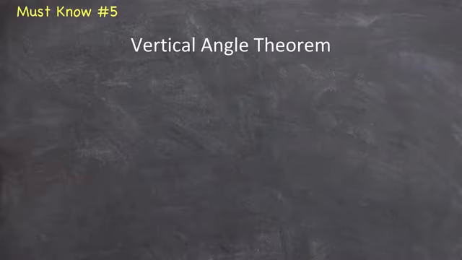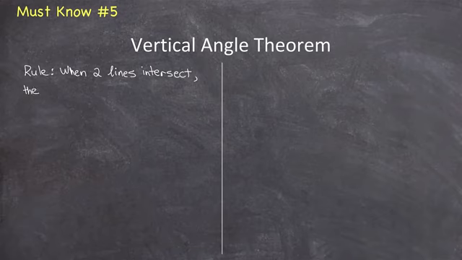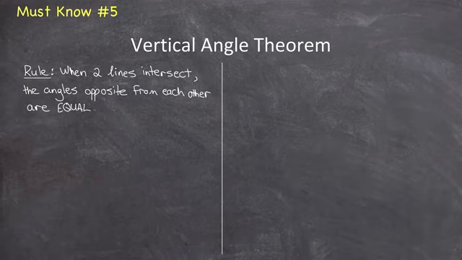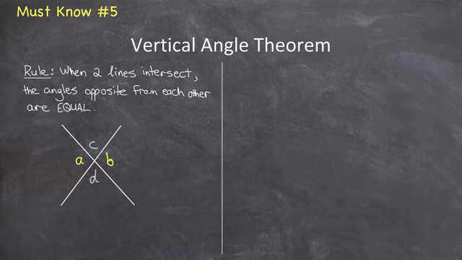Must know number 5, the vertical angle theorem. This rule states that when two lines intersect, the measure of the angles opposite from each other are equal. So if I were to draw two lines that intersect, I'm actually creating four angles. I'll call those four angles angle A, angle B, angle C, and angle D. The vertical angle theorem tells me that the angles opposite from each other are equal in measure. Since angle A and angle B are opposite from each other, I could say that the measure of those angles are equal. And because C and D are opposite from each other, the measure of those angles are also equal.